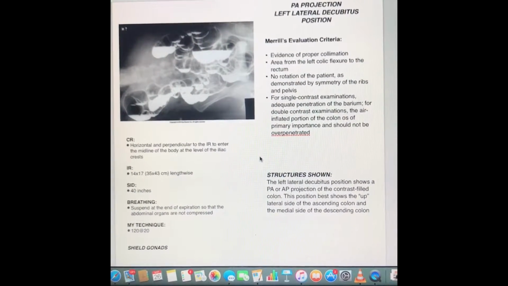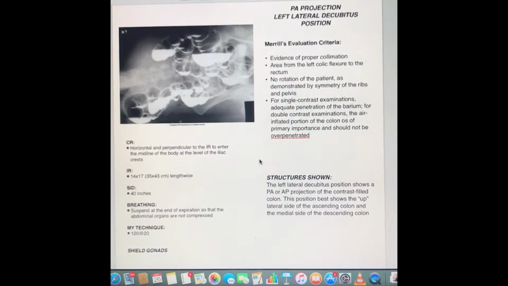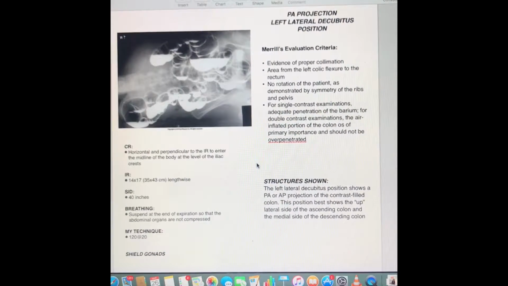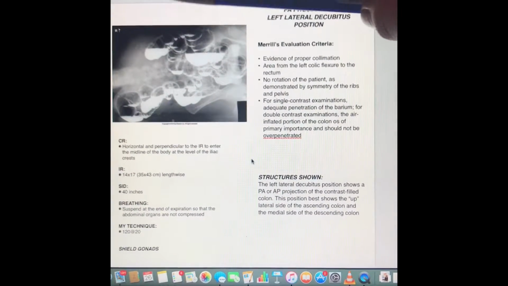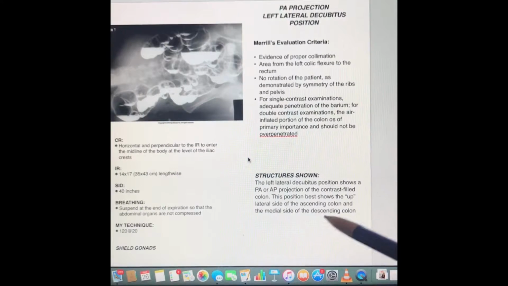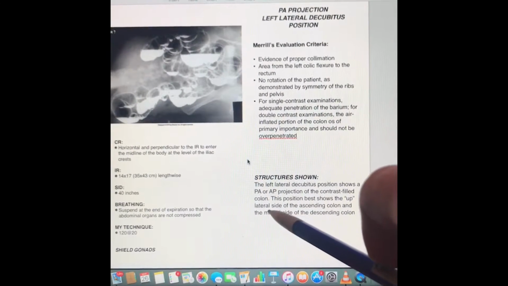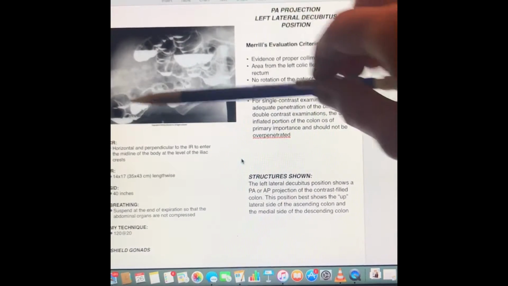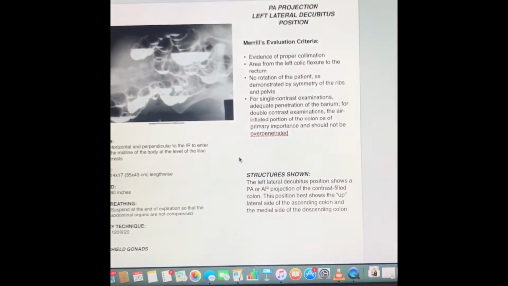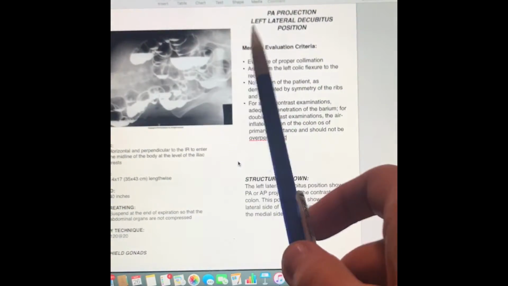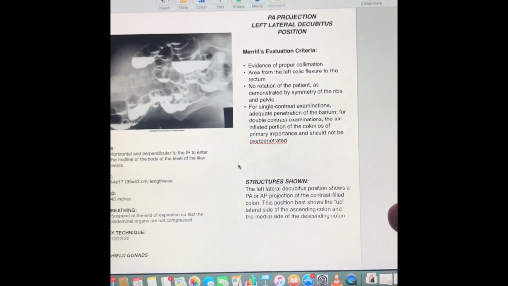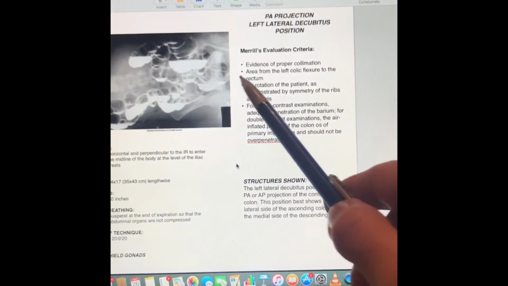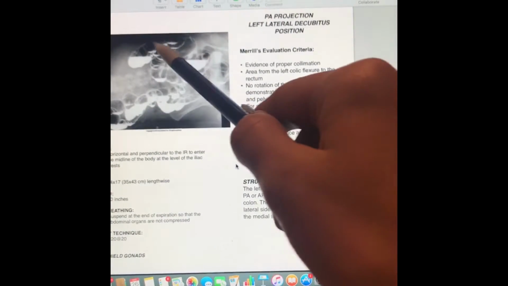The structures shown in this position are the upside lateral side of the ascending colon and the medial side of the descending colon. So we're looking at the lateral side of the ascending colon and medial side of the descending colon right here. And then we can also see the spine, hips. We can also see the left colic flexure, right colic flexure, rectum, sigmoid, ascending.